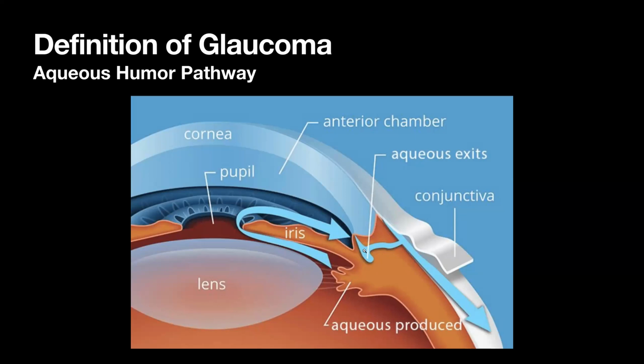Once it goes into the angle, it drains out into the lymphatics, and there are many different ways that it goes back and gets recirculated into the body. But the important part is that there's a balance between the production of aqueous that's produced in the ciliary body, travels in front of the iris, and drains into the angle.